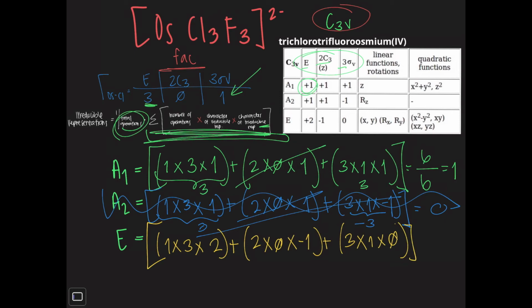Now we add that, that's 6 plus 0 plus 0. That's 6. And we're also going to divide by 6 because that's the total number of operations in our point group table, and that's also going to be 1.